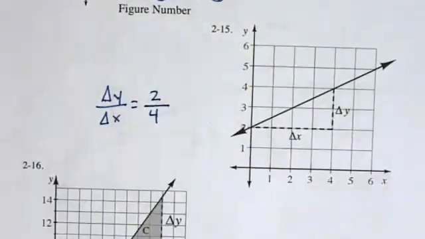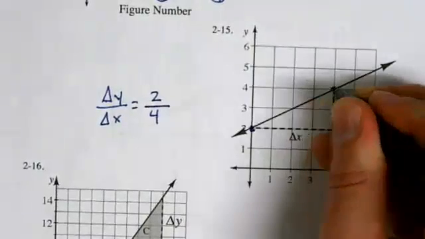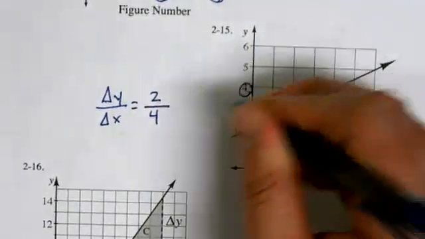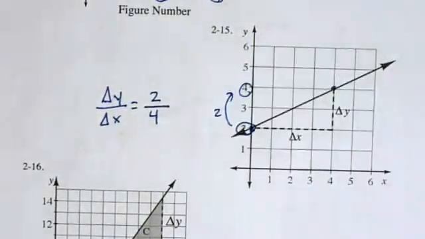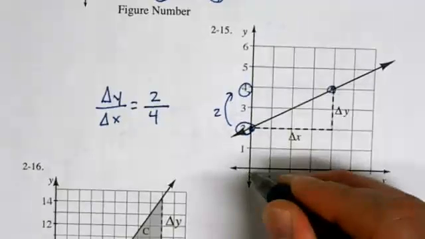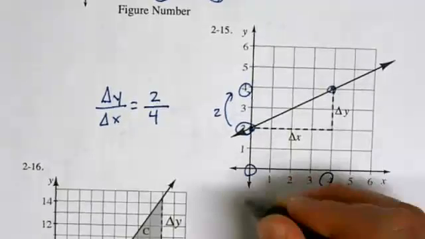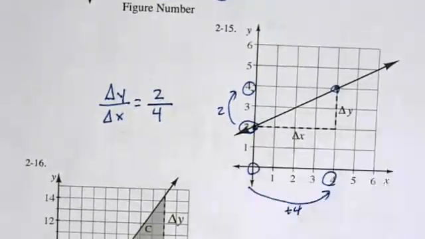So let's see how we did here. I'm going to check both of these. So our claim is that our change in y is 2. If I look from this point to this point, my y coordinate is going from a 2 to a 4. Would you agree that my change in y is 2? And if I look from this point to this point, my x is going from 0 to 4. We think that's plus 4. I agree. Okay.